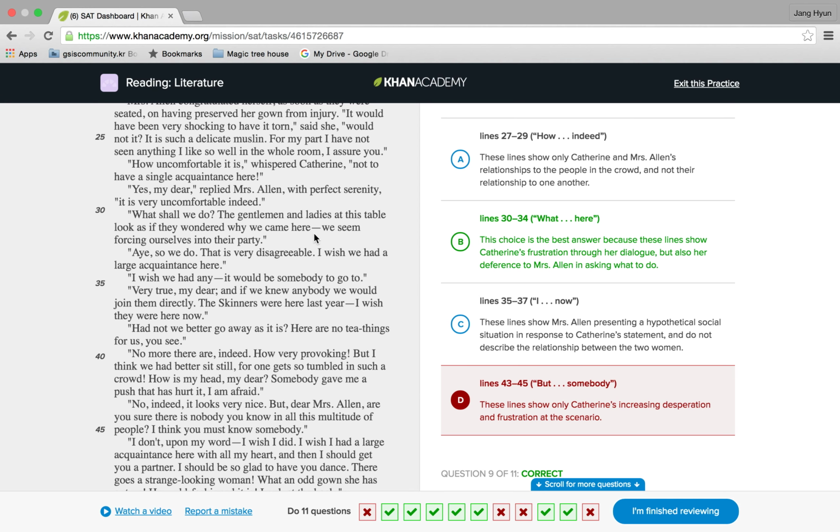"The gentlemen and ladies at this table look as if they wondered why we came here. We seem forcing ourselves into their party." "Aye, so we do. That is very disagreeable. I wish we had a large acquaintance here."